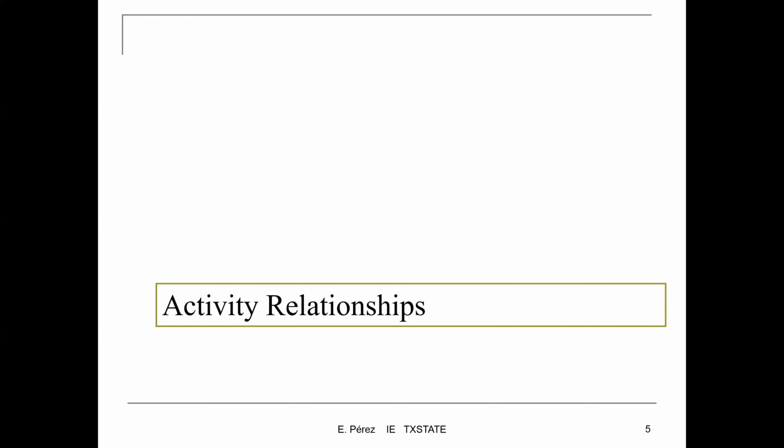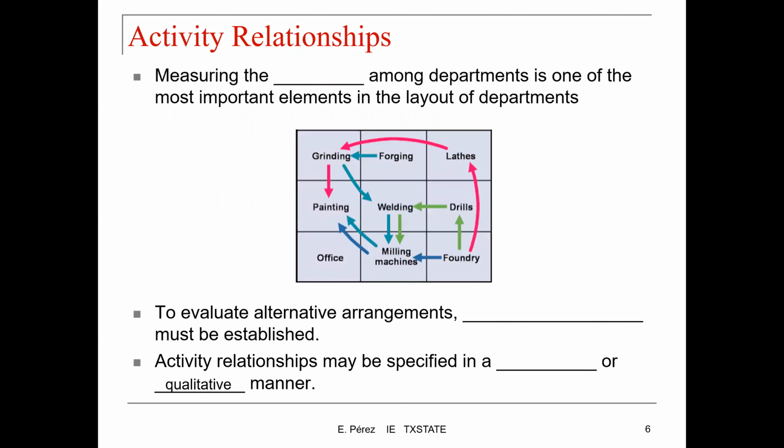So let's start by discussing the topic on activity relationships. Measuring the activities among departments is one of the most important elements in the layout of departments. Basically, we want to take into account the flow between, let's say, departments or different areas in the company in order for us to determine where an office or where a particular department should be located in the floor.